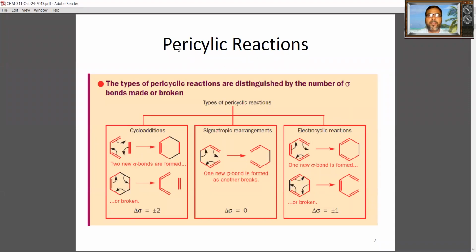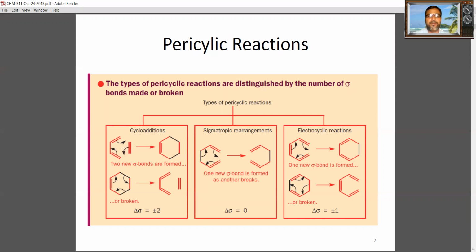Now, I will show you the types of pericyclic reactions. The types of pericyclic reactions are distinguished by the number of sigma bonds made or broken. So look here: types of pericyclic reactions. Cycloadditions, sigmatropic rearrangements, electrocyclic reactions.